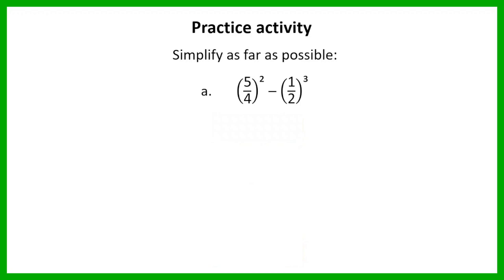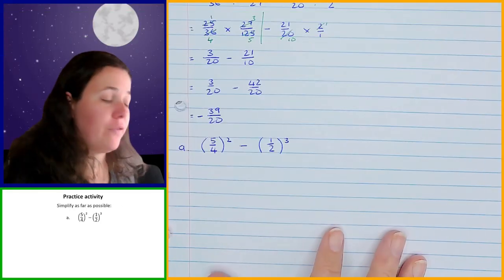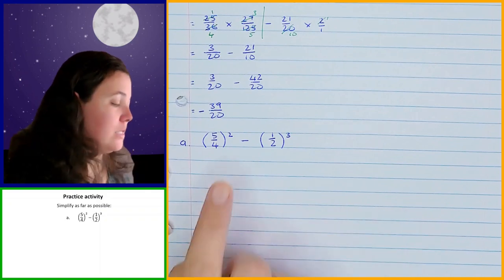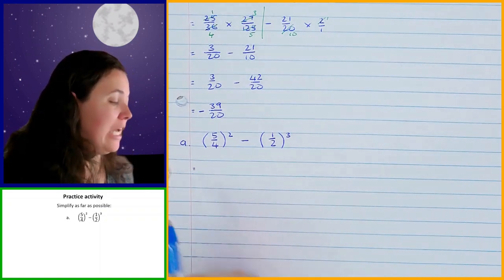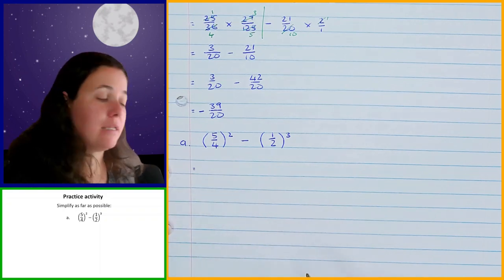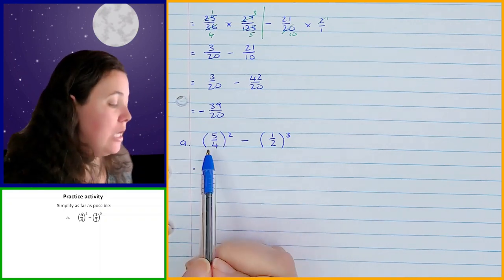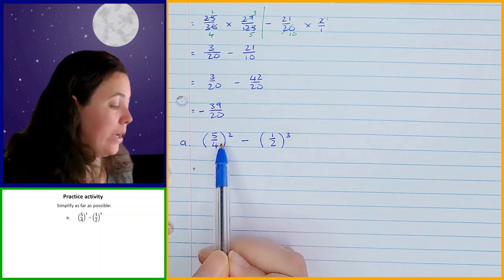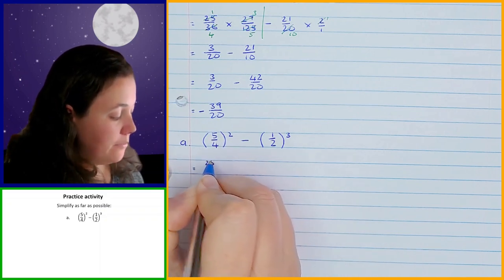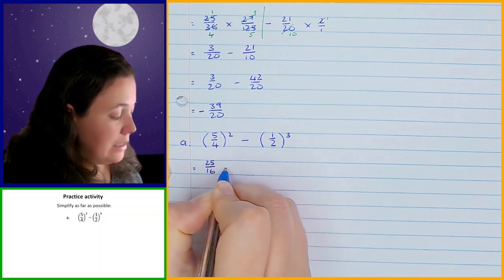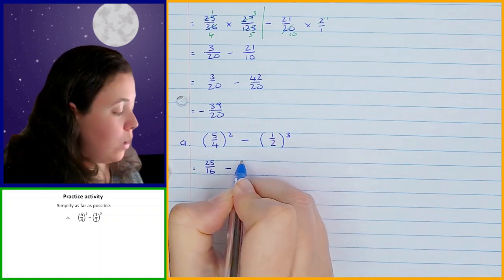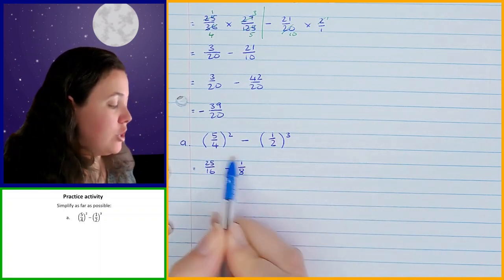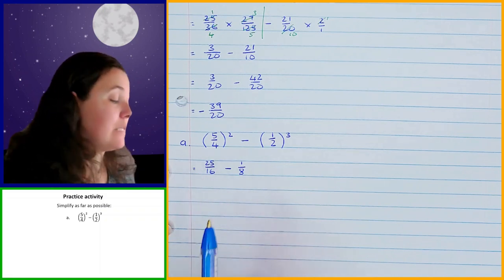Okay, so let's see what you got for that question. Over here, I've got 5 over 4 squared minus a half cubed. I don't have in this question any calculations to do inside the brackets, so I'm going to go on to exponents. So 5 over 4 squared becomes 25 over 16, minus a half cubed is going to become 1 over 8. So that's what I should get after I do my exponents.